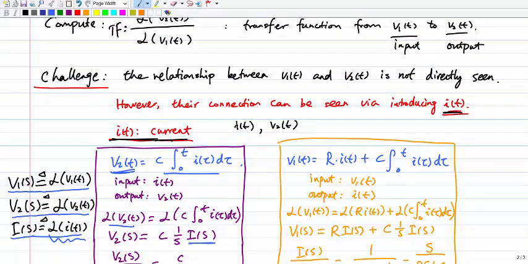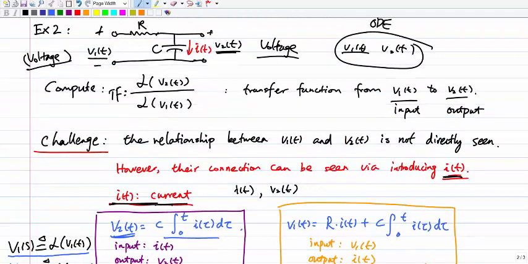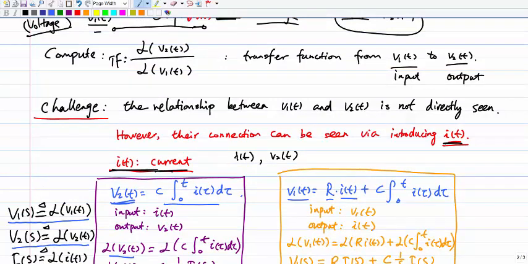This is the relation between I(t) and V2(t). How about I(t) and V1(t)? Assuming my V1 is input and the output is I(t). So according to the circuit, because they are in series, the voltage V1(t) is given by the voltage for this resistor and the voltage for the capacitor. So which means V1(t) is given by R times i(t). That's the voltage for the resistor R. And the voltage for the capacitor is again given by C integration 0 to t of i(tau) d tau. Assuming here my input is V1(t), output is I(t).